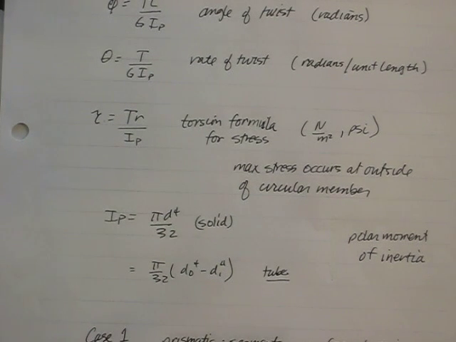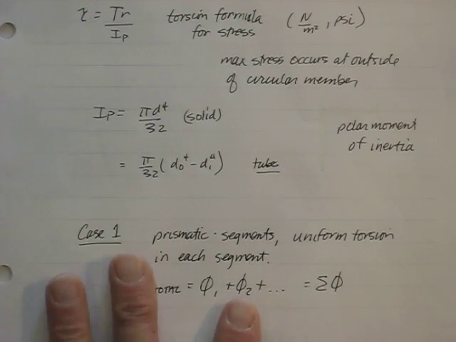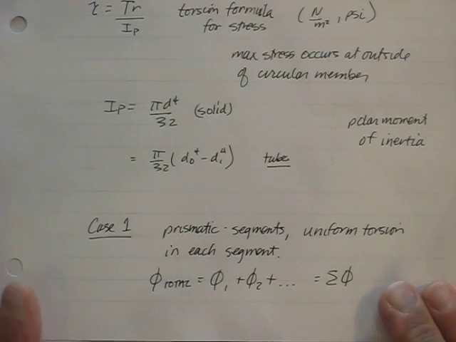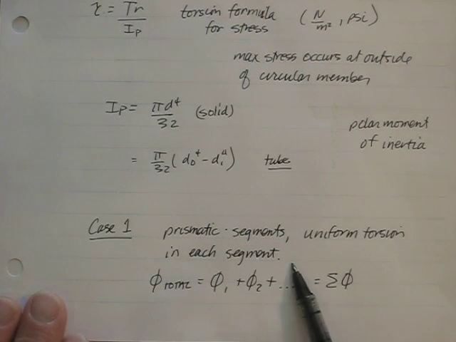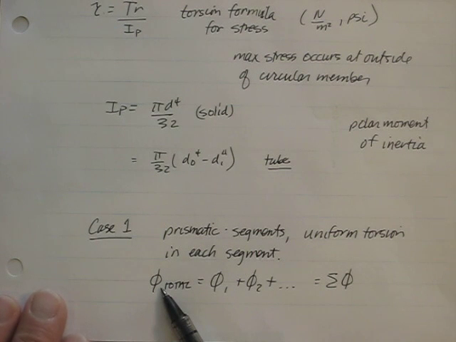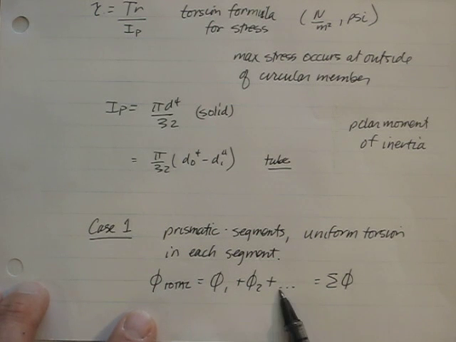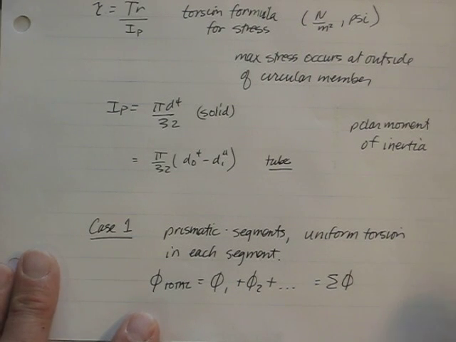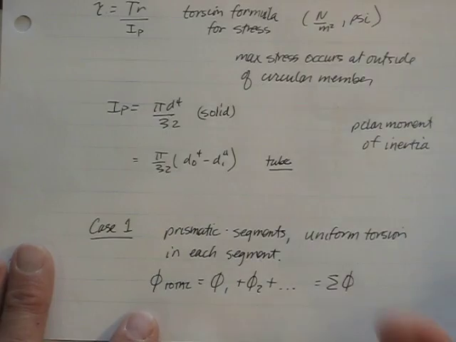Now, for non-uniform torsion, we're going to discuss two cases. The first one is that we have prismatic segments of bars, and we have uniform torsion in each segment. And so the phi, the change in angle, the angle of twist, is the sum of whatever happens in each of the individual segments. So whatever happens in segment 1 plus segment 2, and the total will be the total angular displacement.